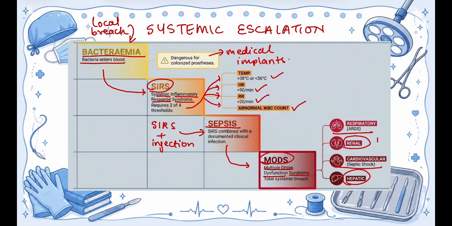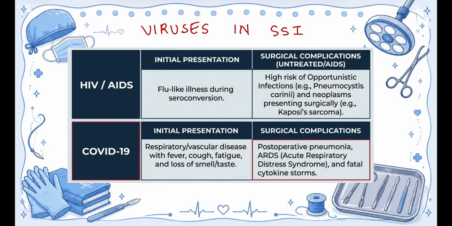Now, bacteria aren't our only enemy. We also have to consider viral implications in surgery. Untreated HIV presents a really high risk for opportunistic infections, like pneumocystis carinii. It also brings risks for neoplasms or tumors, such as Kaposi sarcoma.